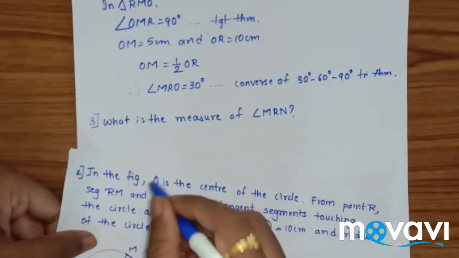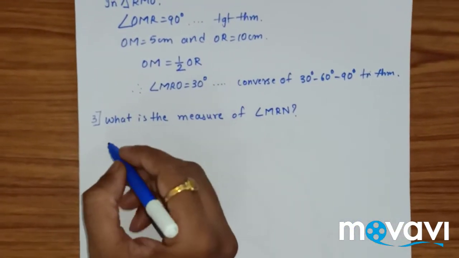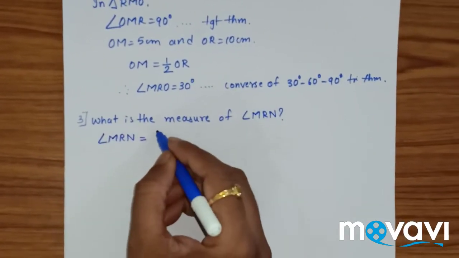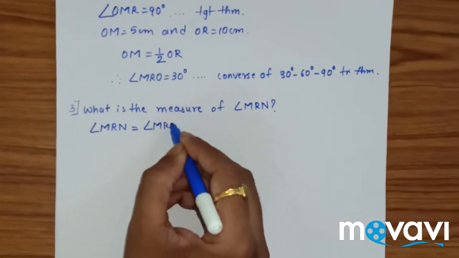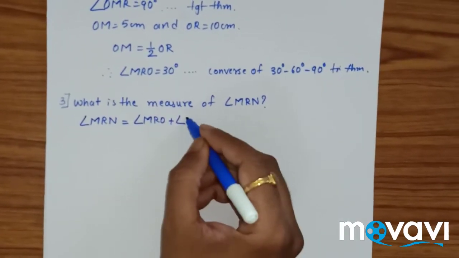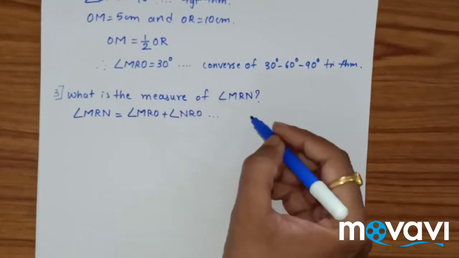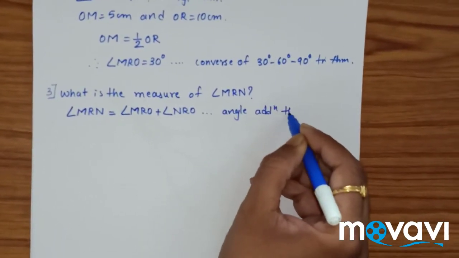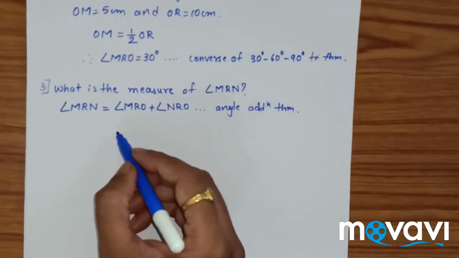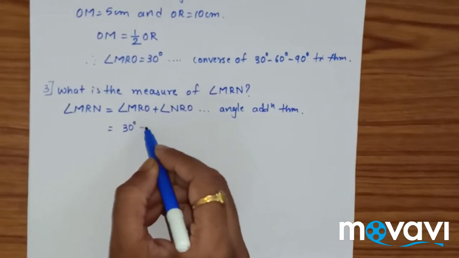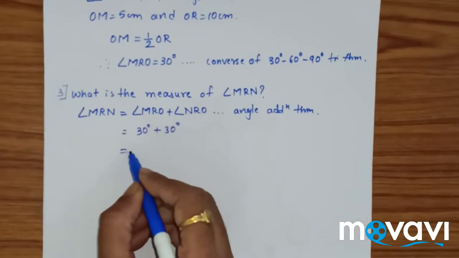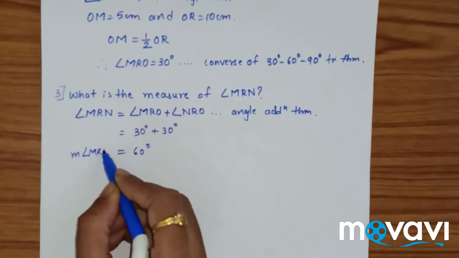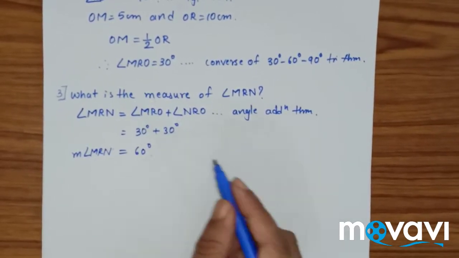Let us write down that angle MRN is equal to angle MRO plus angle NRO. Nothing but angle addition theorem. This is the reason. Both are 30 degree. 30 degree plus 30 degree gives you 60 degree. So measure of angle MRN is equal to 60 degree. Understood?